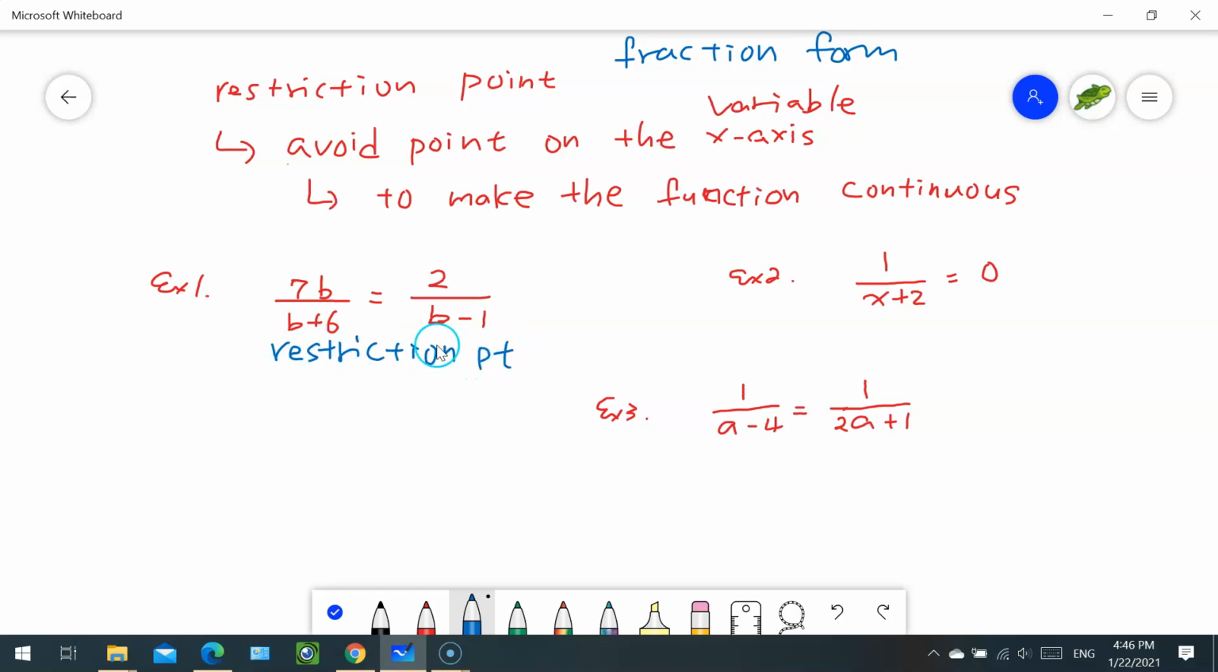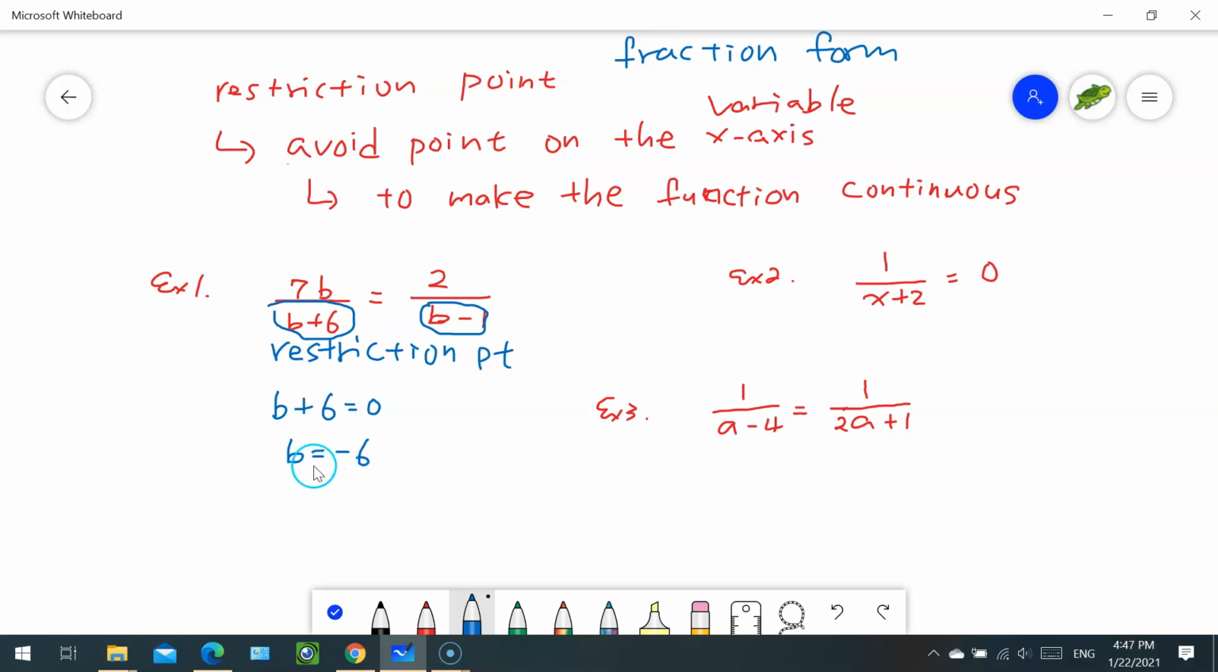Restriction point. So we just target the denominator for both sides of the equation. The left-hand side has b plus 6, so we simply set b plus 6 equals 0. From here, we solve for b, which is negative 6.